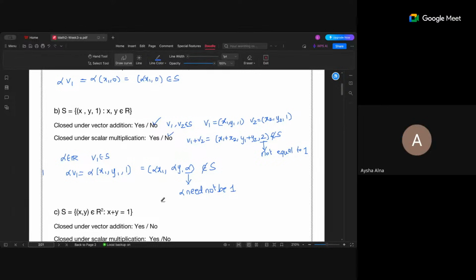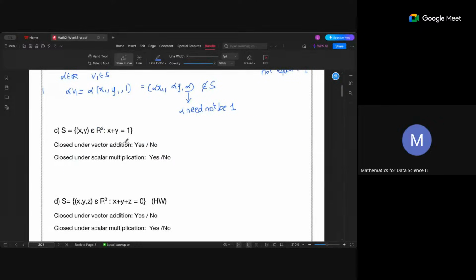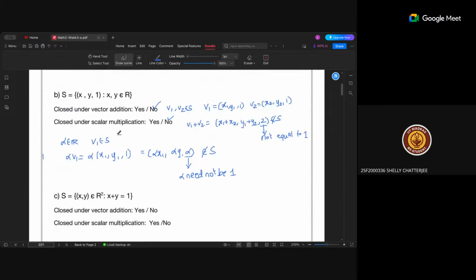Yes, ma'am. What about this set? Can you please explain that again? Why alpha need not be 1? This set is not a vector. So the last entry should be 1 for all the elements in S. For this entry as well as this entry, the last entry is not 1, so they are not in S. Got it? Okay.